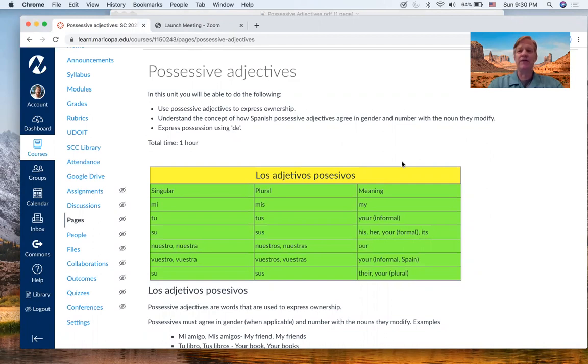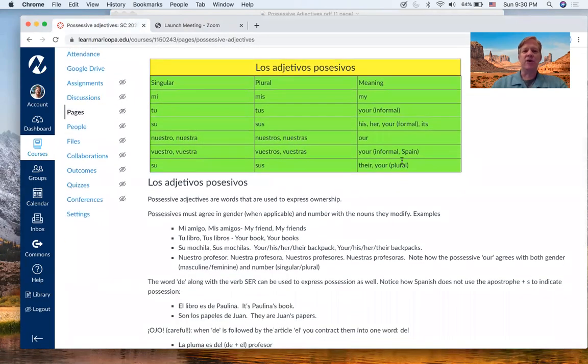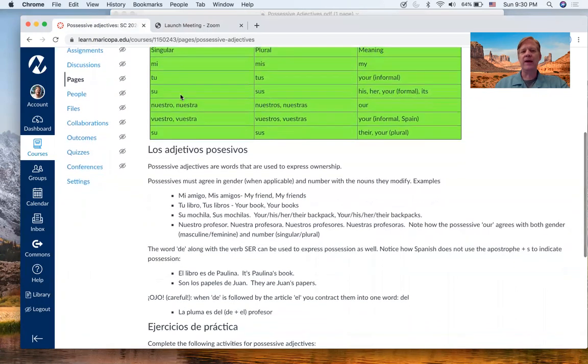Possessive adjectives identify the owner of something or the family relation or friend of someone. So the possessive adjectives in English are my, your, his or her, our, your, and their. In Spanish, you'll notice that we have two forms for each English form. Mi and mis, tu and tus, su and sus. And here we have gender as well, nuestro and nuestra, nuestros and nuestras, and back to su and sus.